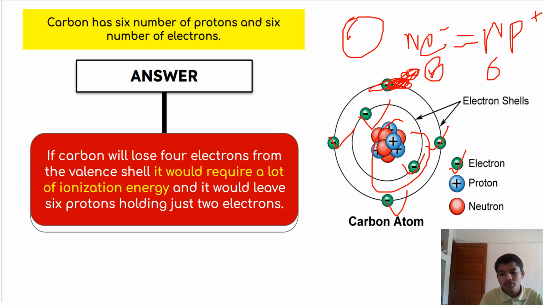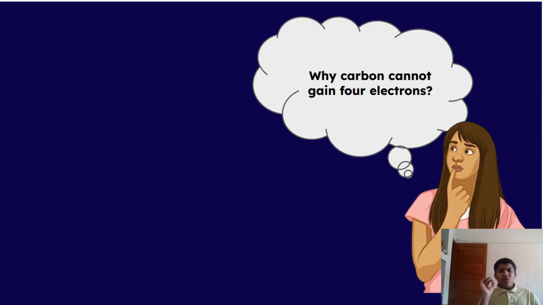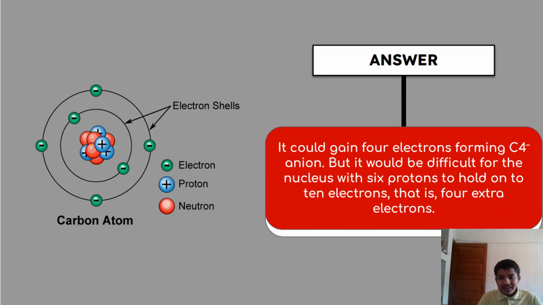Clear? Very good. Now, if carbon doesn't lose any electron, then why can carbon not gain 4 electrons? Right? Why can carbon not gain 4 electrons? Then see the answer. It could gain 4 electrons forming a C4 minus anion. Right? See, which will gain?